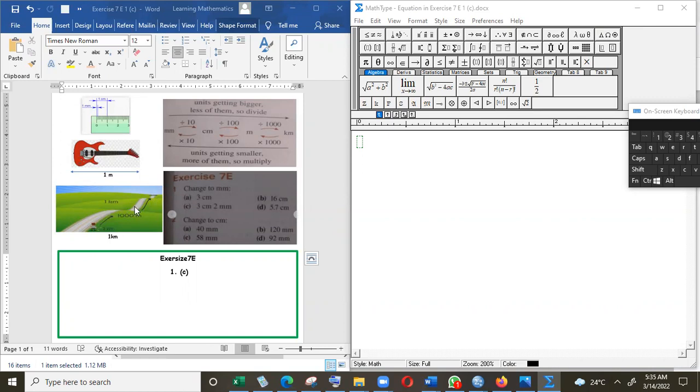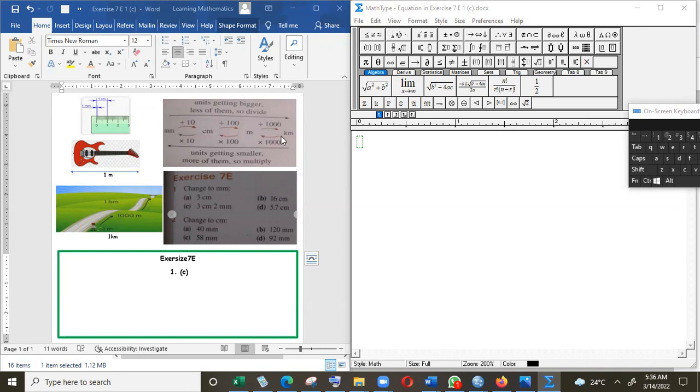So bearing that in mind, units getting bigger, less of them, so you divide. And units getting smaller, more of them, so you multiply. So if you're going from small to big, you divide. Small millimeter to bigger centimeter, you divide by 10. A smaller centimeter to a bigger meter, you divide by 100. A smaller meter to a bigger kilometer, you divide by 1,000.